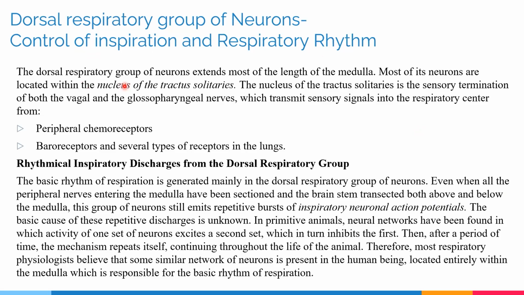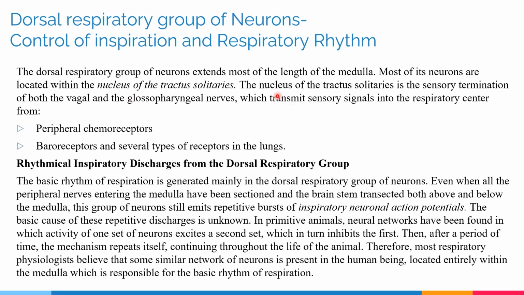The dorsal group of respiratory neurons extends most of the length of the medulla. Most of its neurons are located within the nucleus of tractus solitarius. The nucleus of tractus solitarius is the sensory termination of both the vagal and the glossopharyngeal nerves, which transmit.